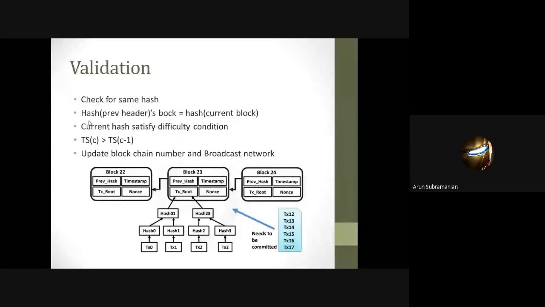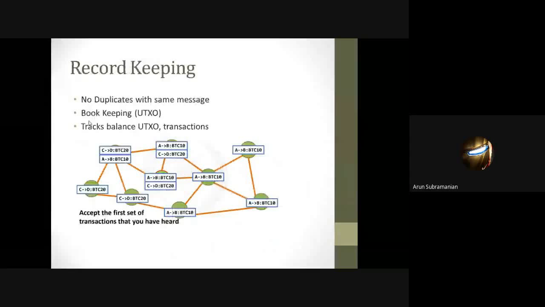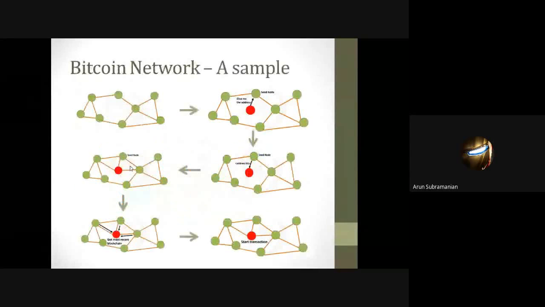So if all these conditions are satisfied, then it will update the blockchain with the new block and broadcast it to the entire network. So once validated, the block will be broadcast to the complete network. All nodes will be adding this block to their chain. So the blockchain is maintained in every node. If you see here, all nodes will have an individual blockchain. That is how I explained here also.